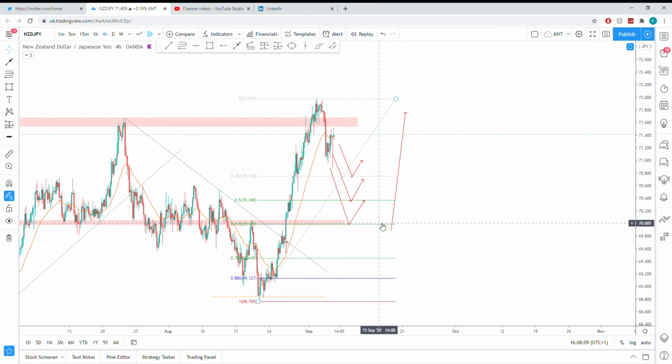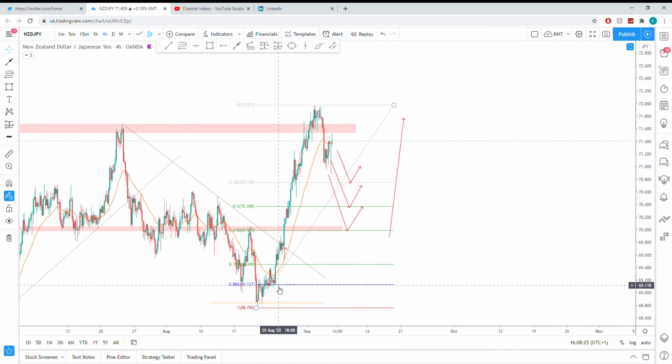But ultimately, that's what I want to be looking at, and see how this zone lines up nice and neatly with the 618. So that's at 70, and that's a psych level as well. I think I did mention this last week, but ultimately my bias is towards the upside. So as we can see here, a nice strong push to the upside.